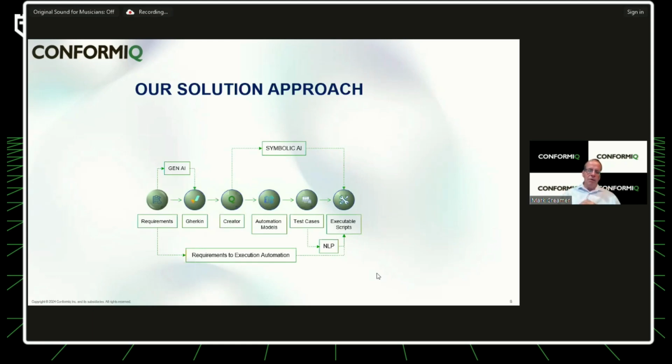Now, this is what's exciting about the combination of Gen AI and the Symbolic AI and NLP that we've been using: getting the models created. Frankly, it has been a challenge for us and our customers for years. And we've built a variety of different solutions to automate that process.